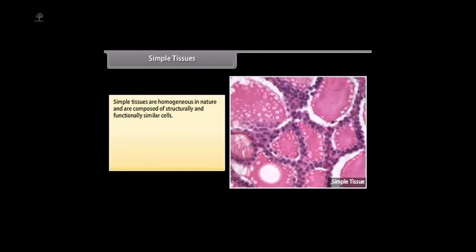Simple tissues. Simple tissues are homogeneous in nature and are composed of structurally and functionally similar cells. These are of 3 types: parenchyma, collenchyma, and sclerenchyma.